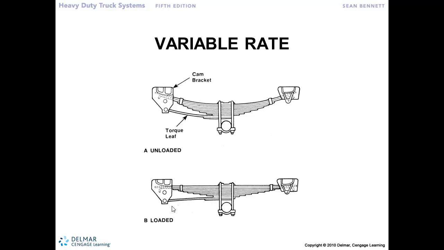So we have what we call a torque leaf built into the suspension system here, into this leaf pack, so that we locate the axle from sliding back and forth in and out of these brackets. This torque leaf keeps that suspension anchored, or the axle anchored, and does not allow it to move back and forth.